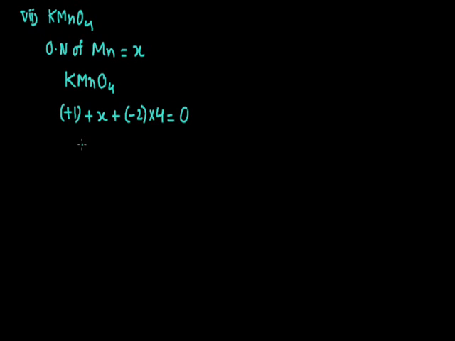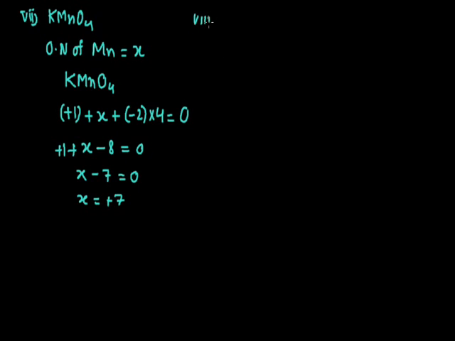Now it will be X plus 1 plus X minus 8 is equal to 0, or X minus 7 is equal to 0, or X equals +7. So we can say that in potassium permanganate, or KMnO4, the OS of manganese is +7.